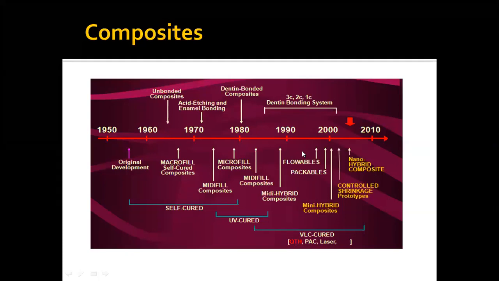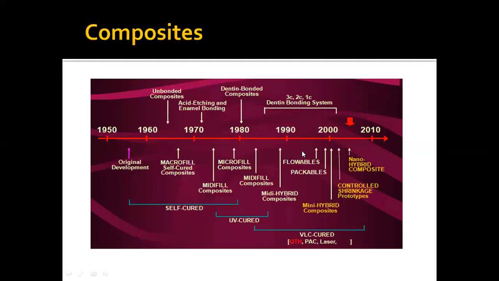You had unbonded composites around in 1964. Then you had acid etching and enamel bonding, Buonocore, you all remember Buonocore, yes. Then you had dentin bonding composites in the 1980s. Then you have dentin bonding systems, which have been developing over the years. Now we are on the 8th generation of dentin bonding systems.